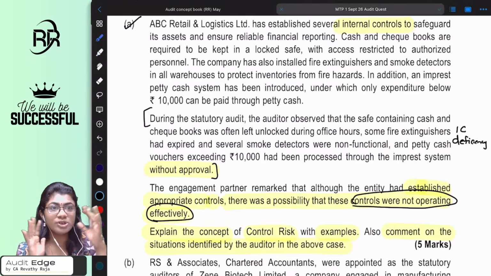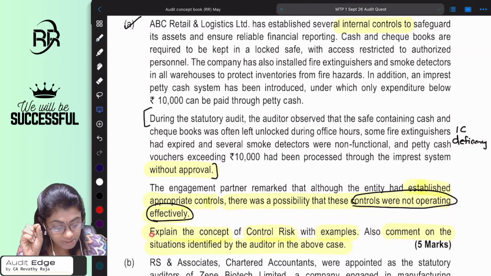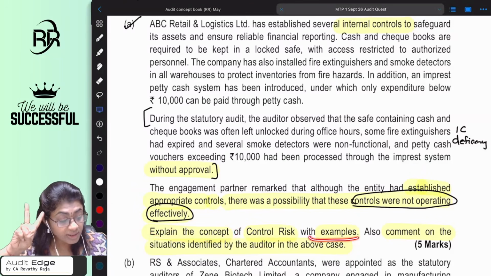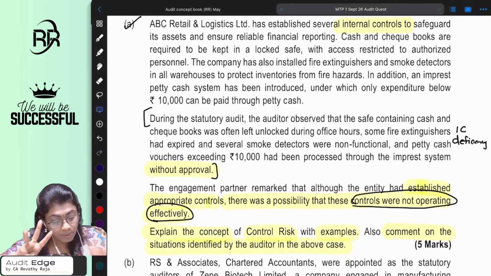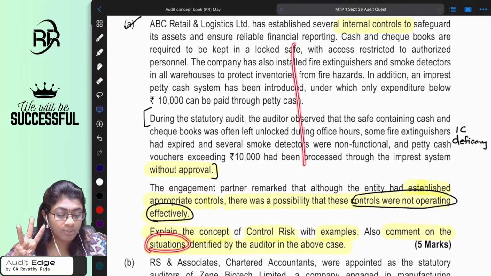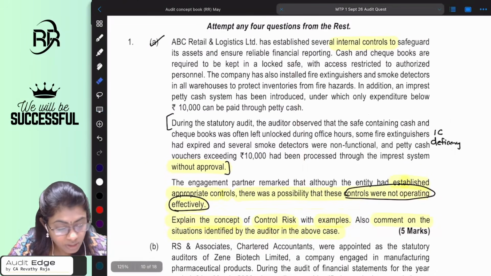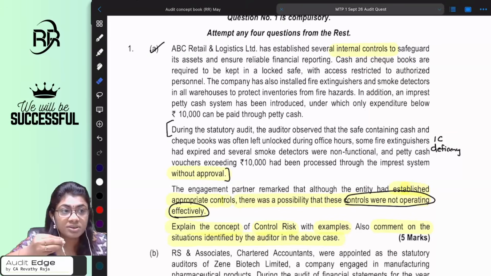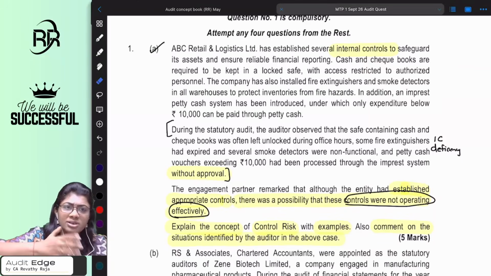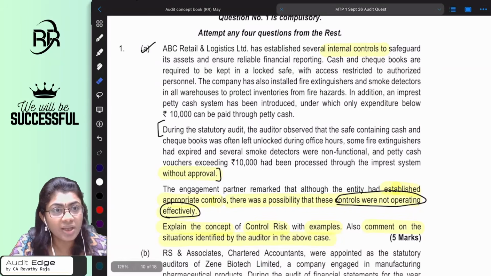So whenever you read the question, you understood, okay, this question is with respect to control risk. So you have to explain what is control risk. Then second, you have to give the example. Third, you have to comment how the control risk applies in this particular case study. Okay. So guys, as you already know, whenever the question comes from risk assessment, identifying risk, then SA 315. If it is talking about inherent risk, control risk, detection risk, it is SA 200 actually. Okay. So let's start with the answers.